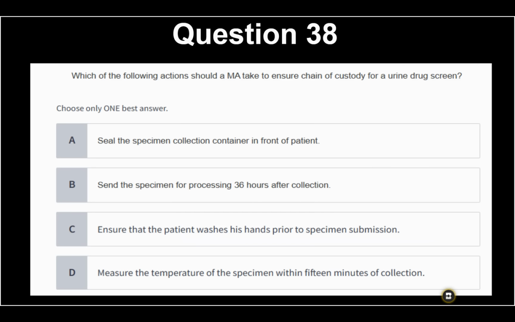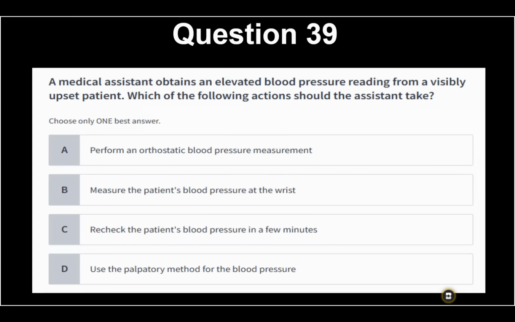Question 39. A medical assistant obtains an elevated blood pressure reading from a visibly upset patient. Which of the following actions should the assistant take? A. Perform an orthostatic blood pressure measurement. B. Measure the patient's blood pressure at the wrist. C. Recheck the patient's blood pressure in a few minutes. Or D. Use the palpatory method for the blood pressure. If you said C, to recheck the patient's blood pressure in a few minutes, then you are correct.